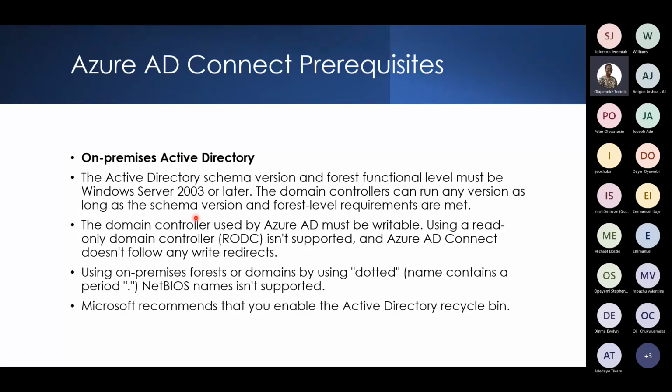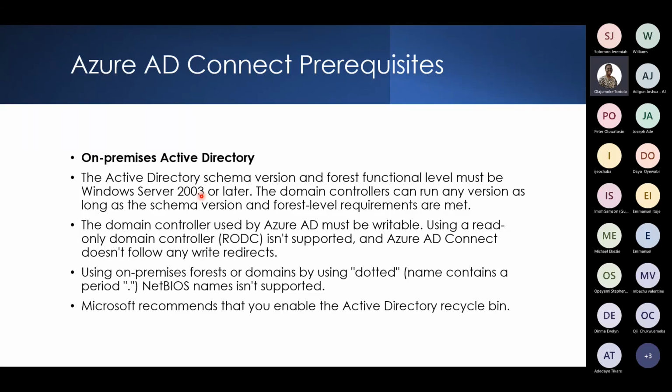2012. Now, what this forest functional level is responsible for is the highest operating system your domain controllers can run in your forest. So if I set a forest functional level to Windows Server 2003, it means that I can still introduce a domain controller running Windows Server 2003 to that forest, but I cannot introduce Windows Server 2000. I'm sure some of you will not even know there was Windows 2000, especially those new into this. You will not even know NT version 4.0, so don't bother your head on it.